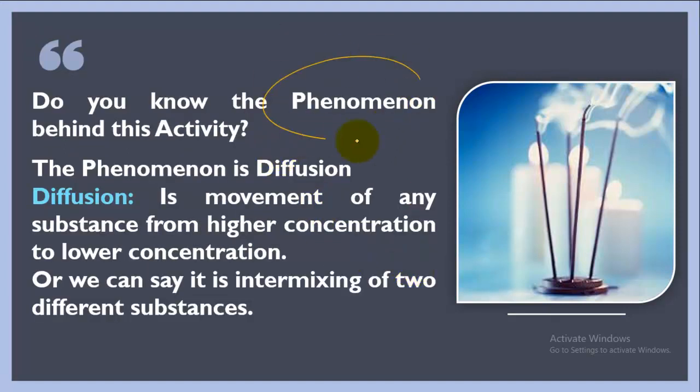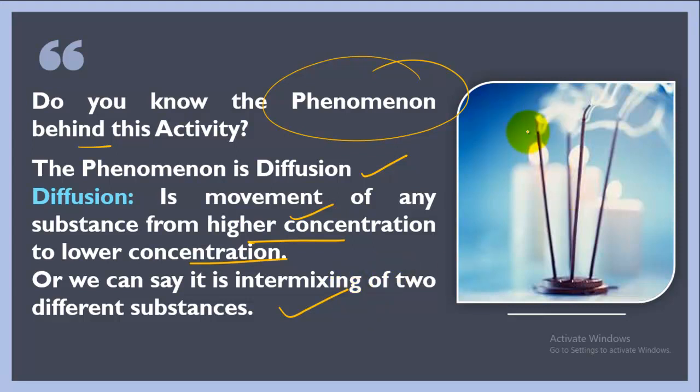Now, do you know what is the basic phenomenon behind this movement? That is diffusion. See, any substance always moves from the place where it is present in the higher concentration to a place where its concentration is lower, right? So diffusion is the movement of any substance from the region of its higher concentration to the region of its lower concentration. Or we can also call it intermixing of two different substances.